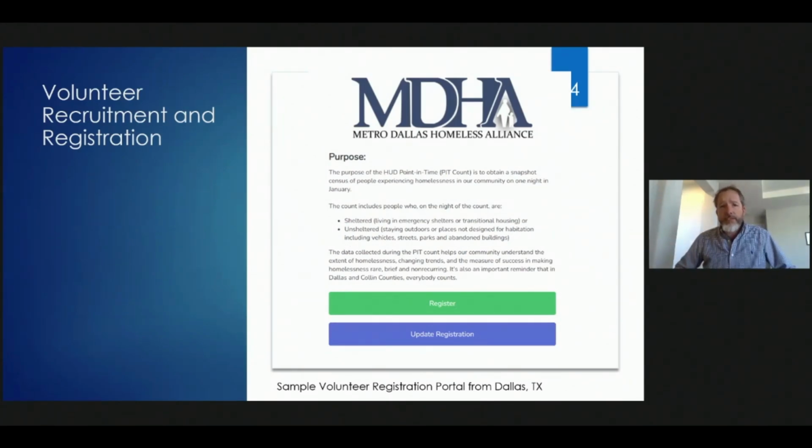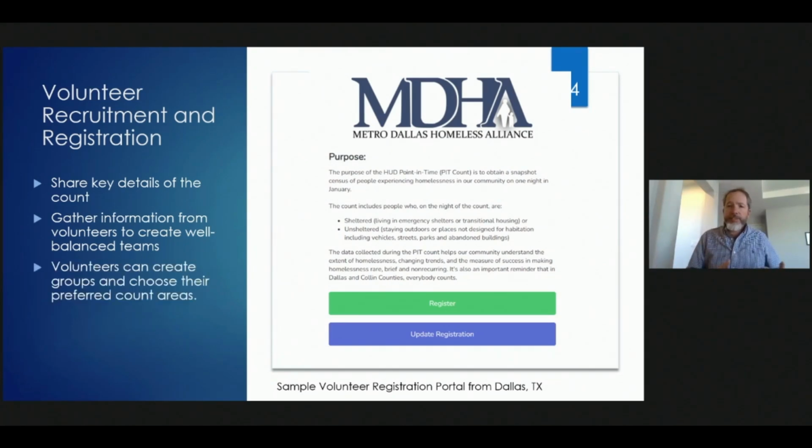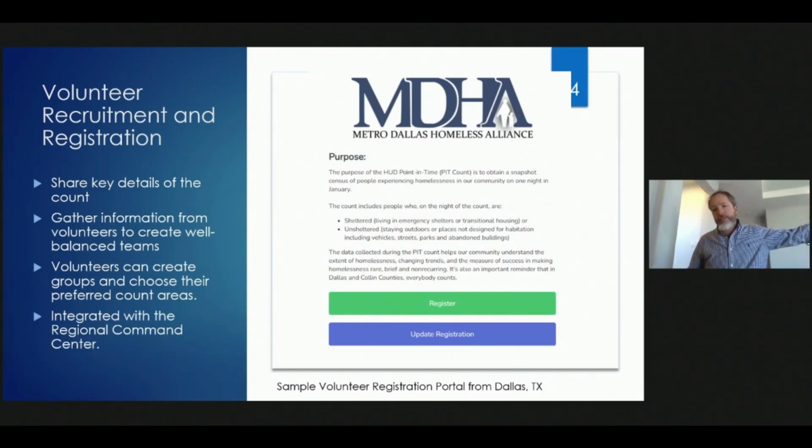This is just an example of a volunteer registration portal. It might be a couple clicks here. Share some key information. This one's from Dallas, Texas. You want to create well-balanced count teams, so you're using this information up front to figure out who you have to work with and where they want to volunteer. If you think of a large community like Texas, the state that we work with, you can't send a volunteer from the northwest corner to the southeast corner. It's just not going to happen. So what communities are they willing to operate in? And then you're creating balanced count teams from that.